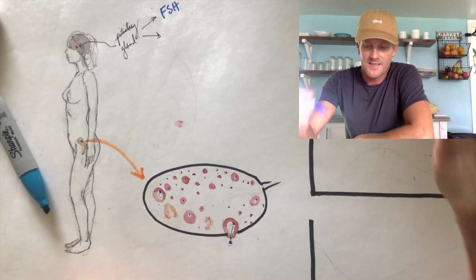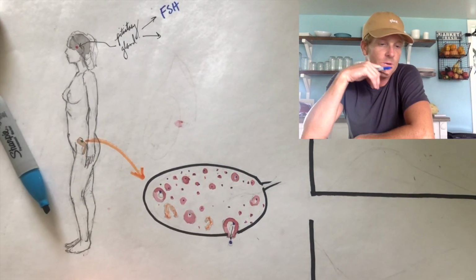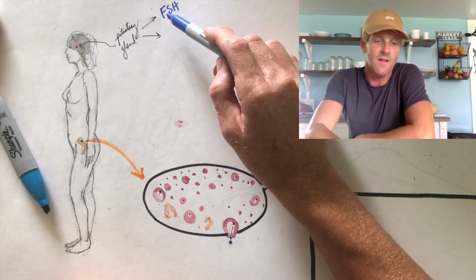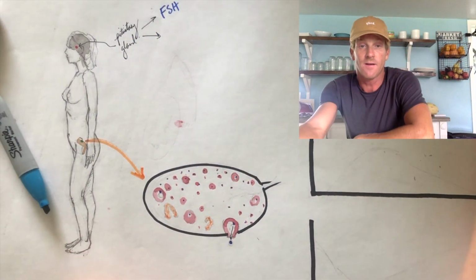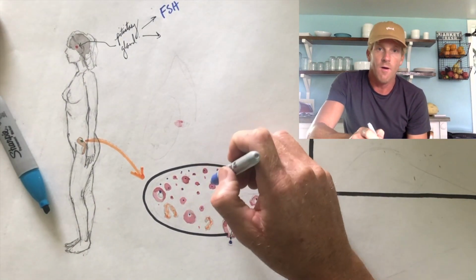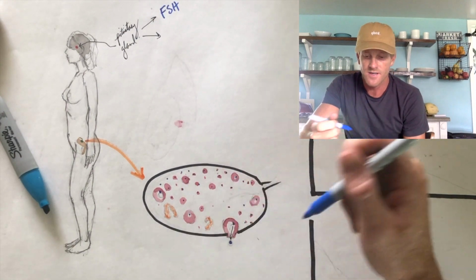All right, so to kickstart the menstrual cycle, the pituitary gland starts releasing follicle stimulating hormone. And the follicle it's stimulating, this is not your hair follicle, this is the follicle of the ovary, right? This is the follicle that's going to nourish that egg.